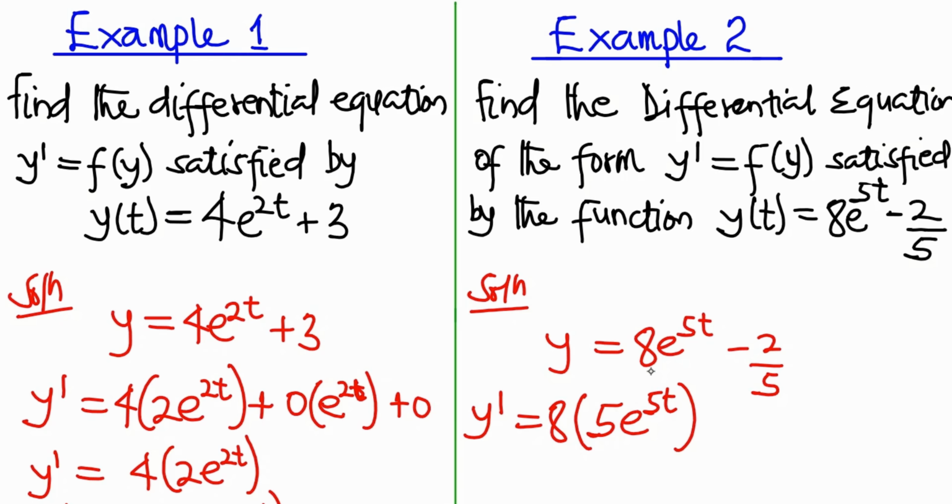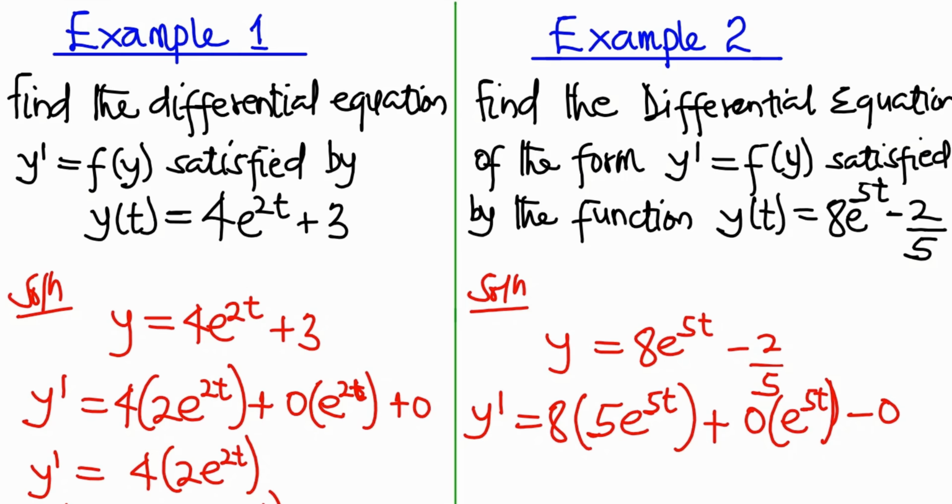Remember that initially I maintained 8 and differentiated this. So the next thing is to maintain e^(5t) and then differentiate 8. Differentiating 8, a constant, gives me 0, and then I maintain e^(5t). We can also see that minus 2/5 is a constant, so the differential of a constant is 0.